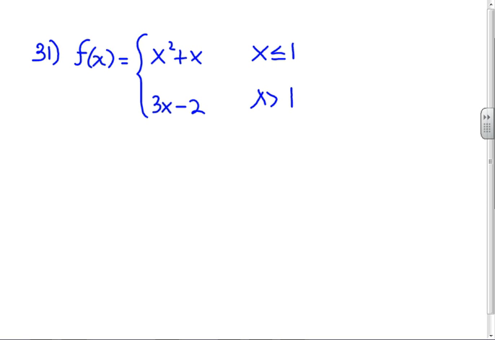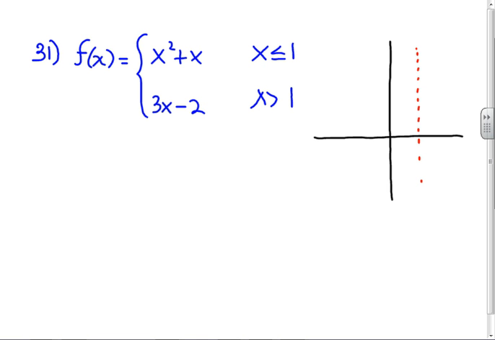Okay, so I'm going to put my graph here. I'm going to do the easy thing first. My split point, where I'm going to have issues, is at 1. Because this is a nice polynomial, x squared plus x, it's differentiable everywhere. 3x minus 2 is differentiable everywhere. So I only have to worry about what happens at 1.